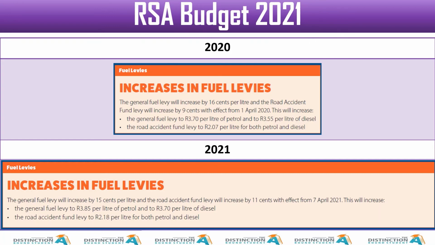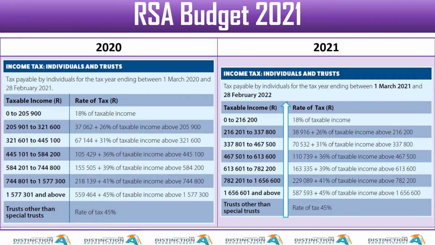Okay, in a way, it is good on another side because of the Road Accident Fund. The Road Accident Fund levy will increase by 11 cents. The good side is more money for compensation to those who get injured on public roads. That is the side that I would say is a good side.